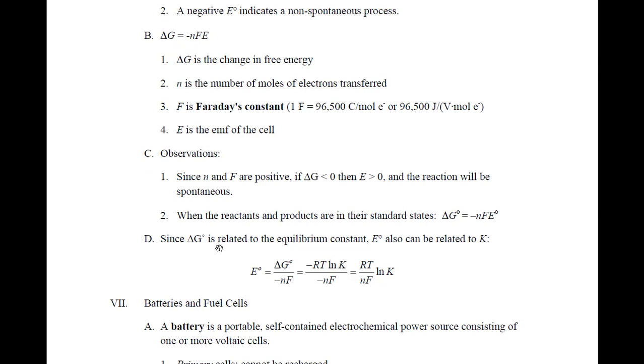All right, so since delta G is related to the equilibrium constant, E0 can also be related to K. So E0, going through this definition then, where we had delta G equals minus NFE, we can rearrange and get all this so that E0 is RT over NF ln K. But quite frankly, if you already know delta G equals minus RT ln K directly, you don't have to go through all this necessarily. It just depends on what information you have. But E0 is RT over NF ln K.